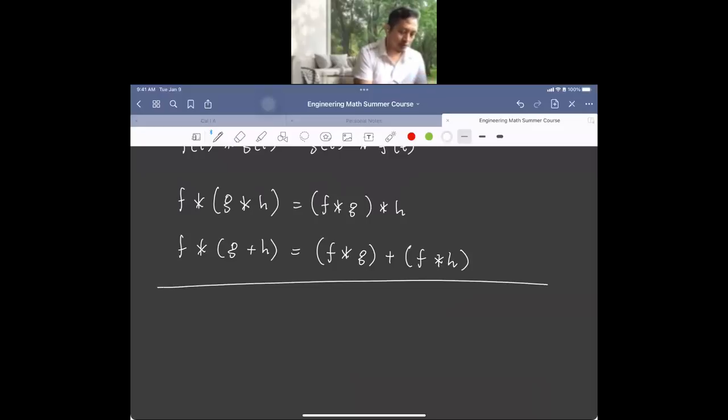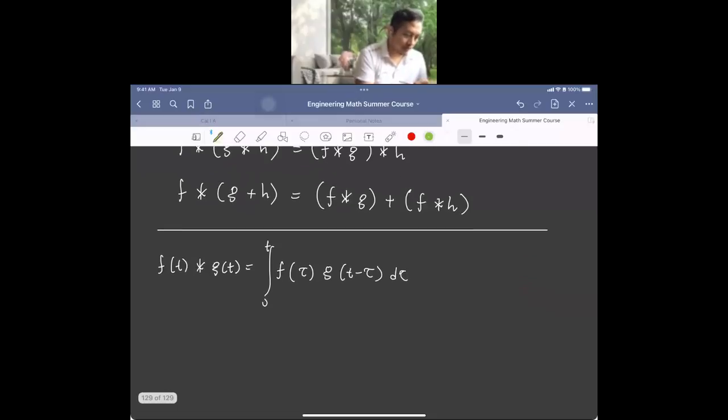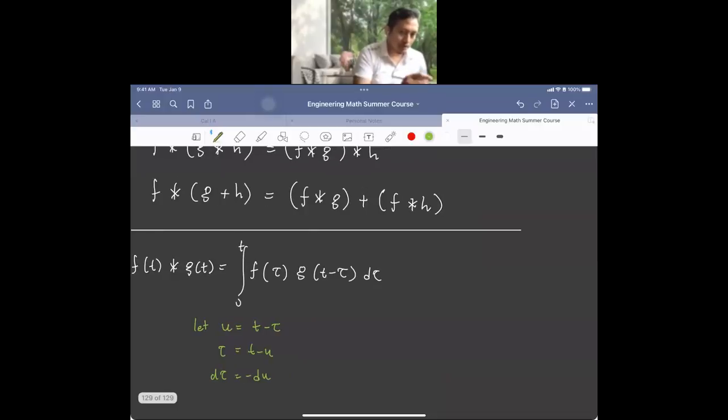Well, if you would like to prove just one property, that if we have f(t) convoluted with g(t), this is from 0 to t, f(tau) g(t minus tau) d tau, right? To prove this, we can set some substitution. Let's substitute to change the t minus tau, so that this will be one complete variable. So u is t minus tau, tau is t minus u, so d tau is negative du.